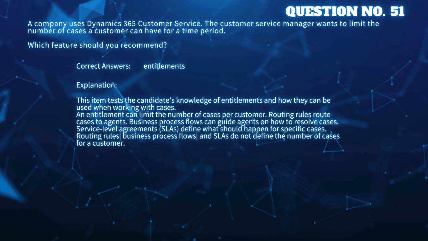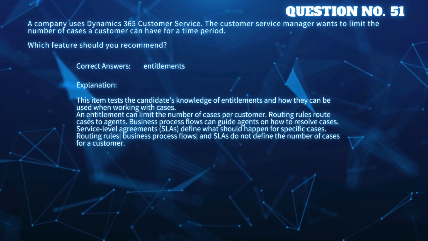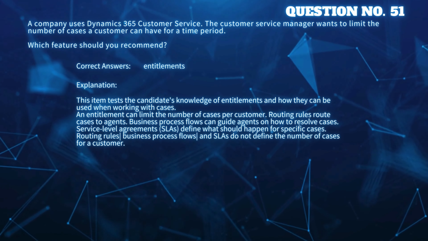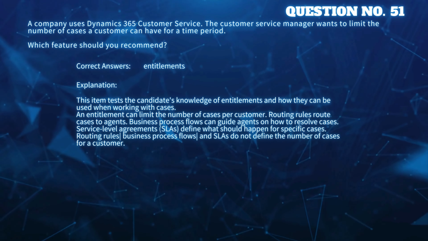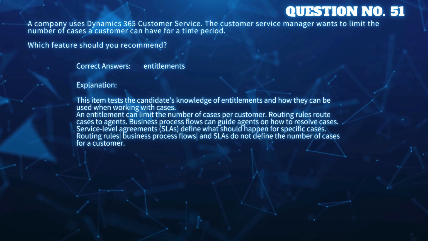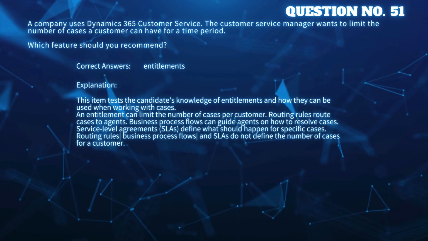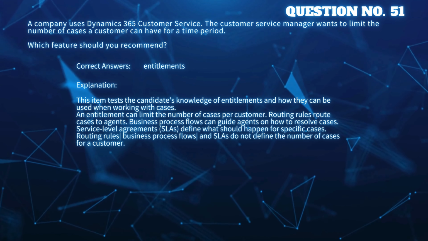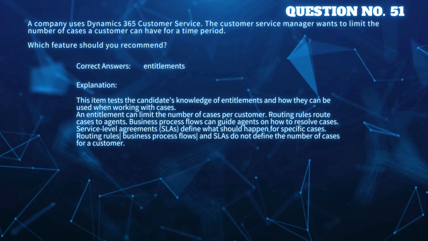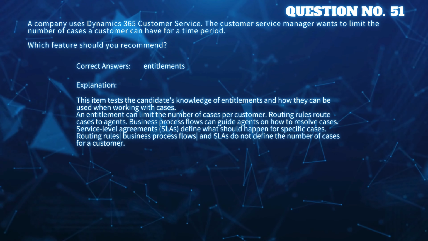Explanation: this item tests the candidate's knowledge of entitlements and how they can be used when working with cases. An entitlement can limit the number of cases per customer. Routing rules route cases to agents. Business process flows can guide agents on how to resolve cases. Service level agreements, SLAs, define what should happen for specific cases. Routing rules, business process flows, and SLAs do not define the number of cases for a customer.